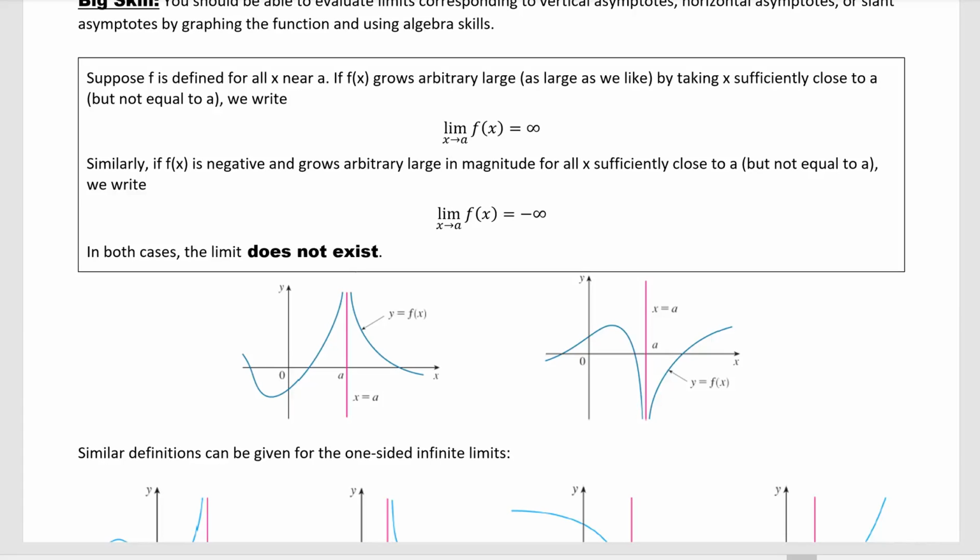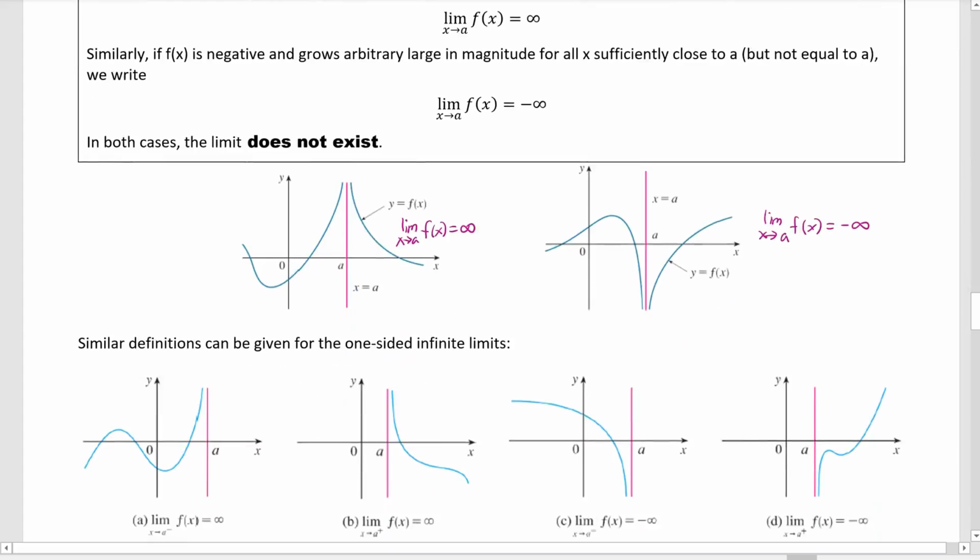So you can look at the first picture. When x is getting close to a, our function goes up to infinity. So that's why here we have the limit as x goes to a of f of x is infinity. In this picture, when x is approaching a and y is getting close to minus infinity, we say the limit as x goes to a of f of x equals minus infinity.